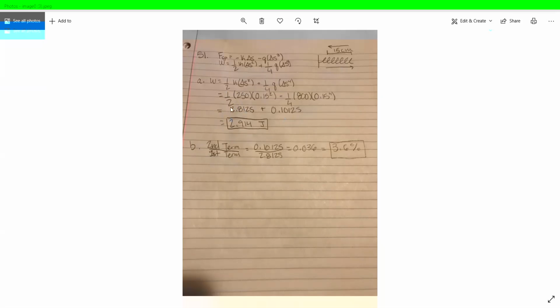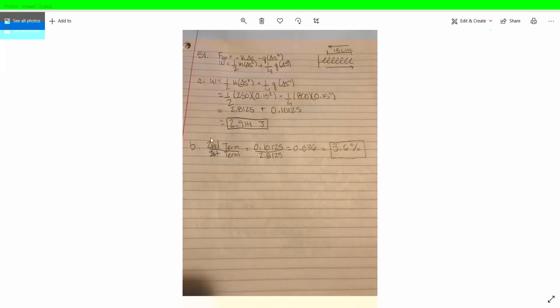And then you just do the equation given by the work and as the antiderivative of the force, and you get that it was 2.914 joules work done by compressing the spring by 0.15 meters. And then part B asks by what percent has a cubic term increased the work over what would be needed to compress an ideal spring.